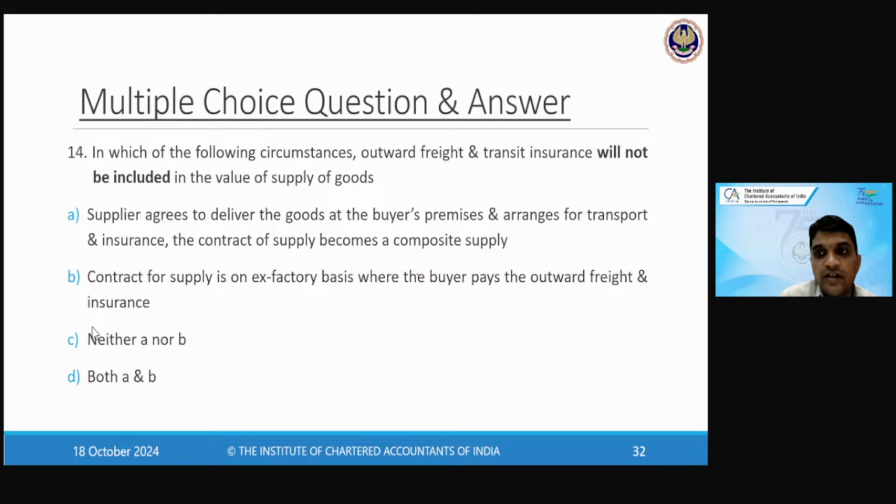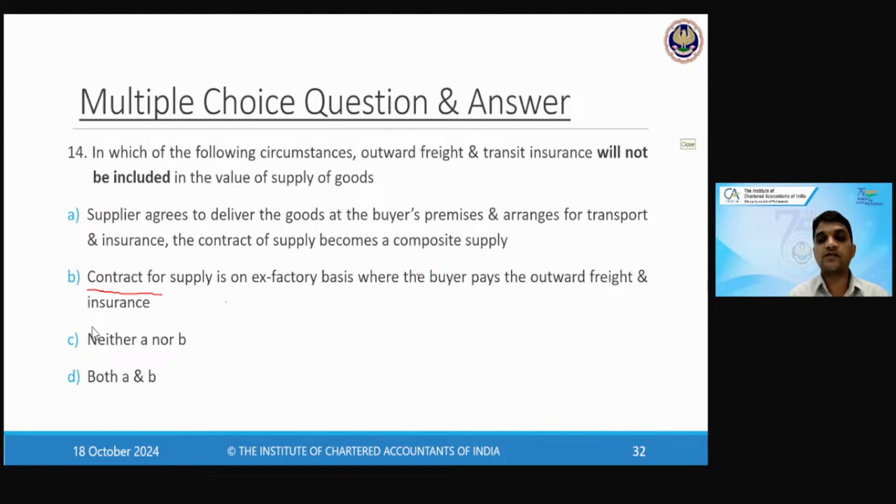Correct. So 14, lot of C and D, the answer is B because outward freight and charges will not be included in the value of supply of goods when the contract is on ex factory basis, where the buyer pays for the freight. So it is not my obligation, the buyer's obligation. So that will not be included. The question is which of these transactions, freight and transit will not be included. So only in case where the contract is on ex factory basis, there it will not be included.